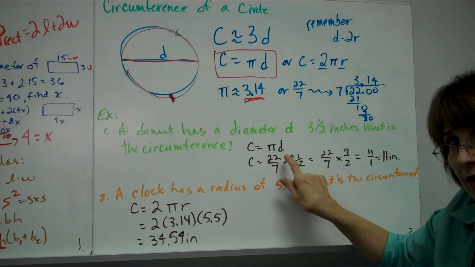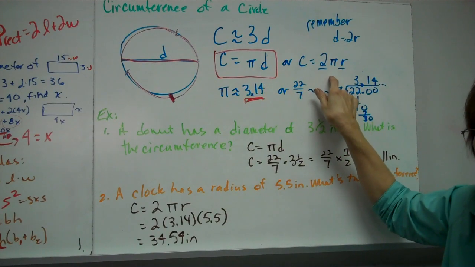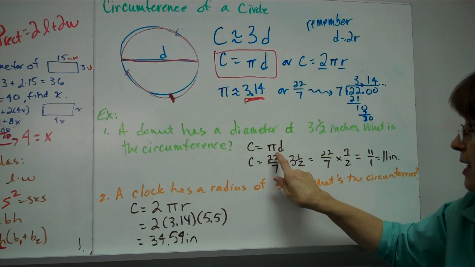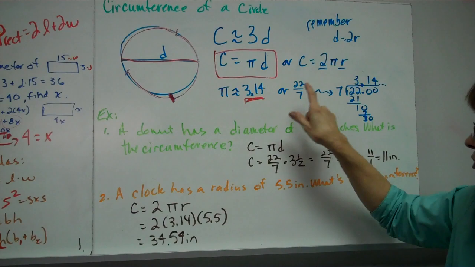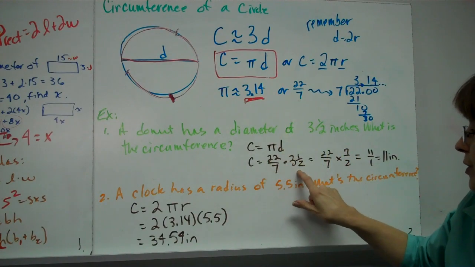Well, you write your formula down first. And since they gave you the diameter, we're going to use a diameter formula and not the radius. You could, but you have to cut it in half and then multiply by 2, which doesn't make any sense. So since they use fractions, we're going to use the pi that stands for a fraction. So we use 22 over 7 times 3.5.